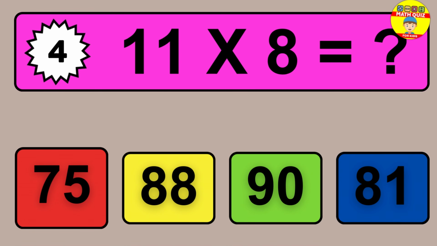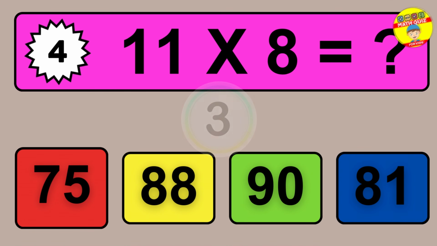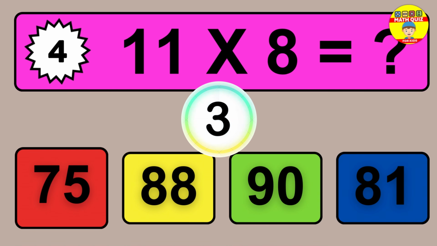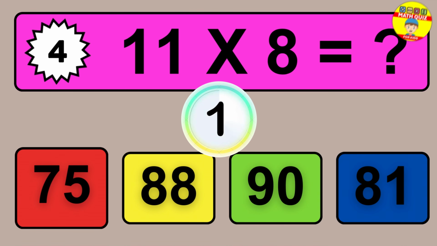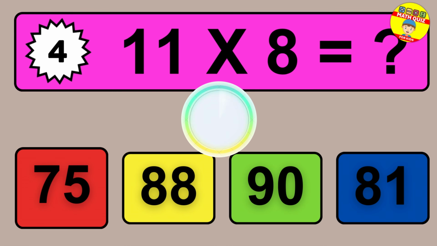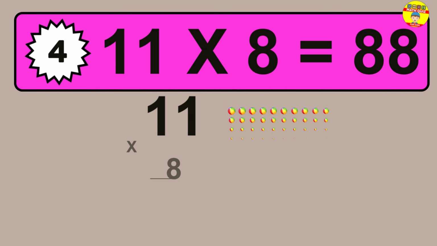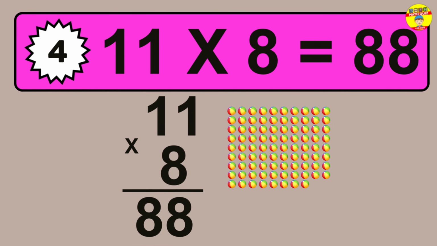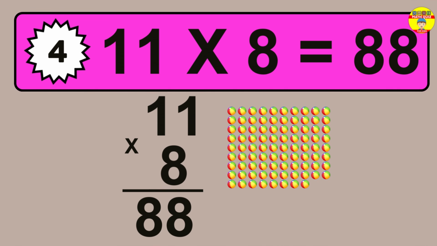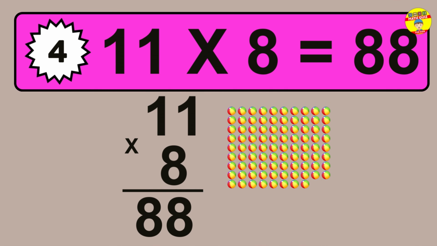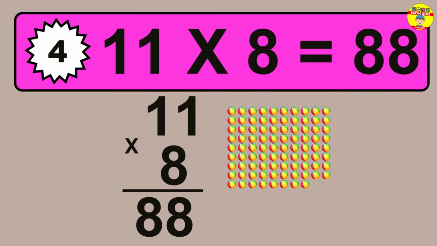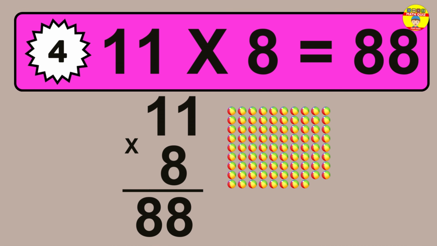Question 4. 11 times 8 equals what? So, the answer is 11 times 8 is 88. To calculate, we have 11 groups with 8 balls each one. So, how many balls do we have? 88 balls.